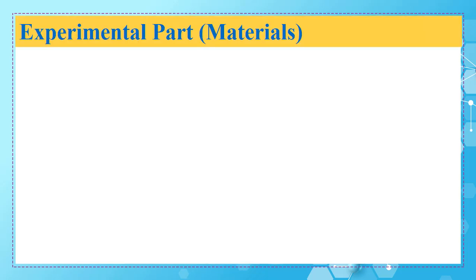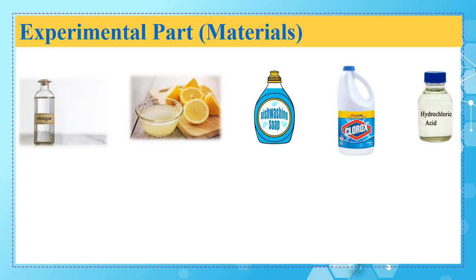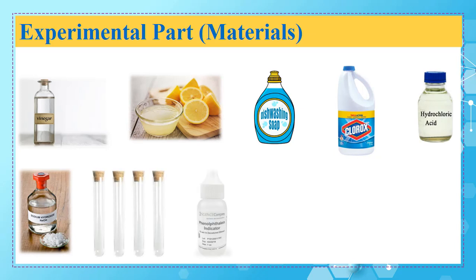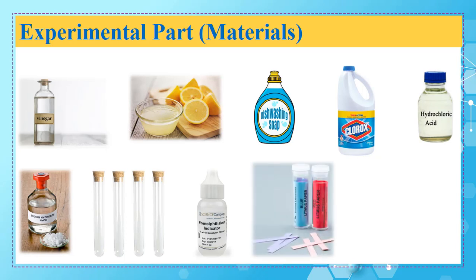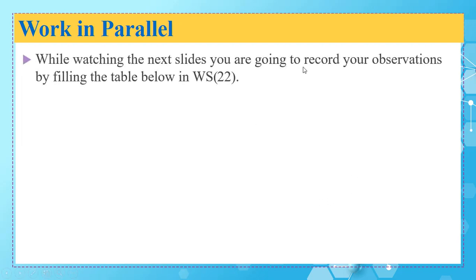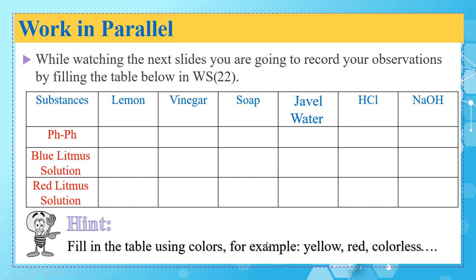Starting with the experimental part, the materials used are vinegar, lemon, soap, Java water, hydrochloric acid, sodium hydroxide, test tubes, phenolphthalein indicator, blue litmus paper and red litmus paper, and finally an eyedropper. Keep in mind that while watching the next slides, you are going to record your observations by filling the table in worksheet 22. You are going to fill it by using colors, for example, yellow, red, colorless, and so on.